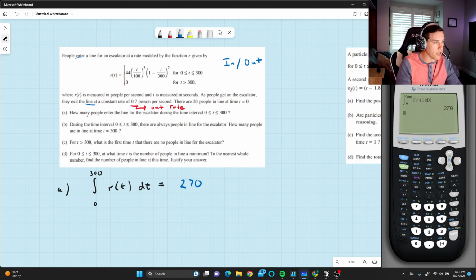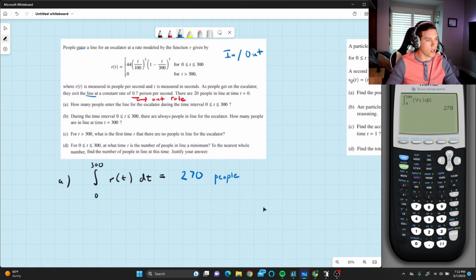They did not ask for units. How many people enter the line? So either don't give units, or if you're really confident, you can give units. But if they don't ask for units and you put people per hour, you're going to be wrong. So don't ever give more information than you need. All right, the next part. During the time interval, there are always people in that line for the escalator. How many people are in line at time 300?